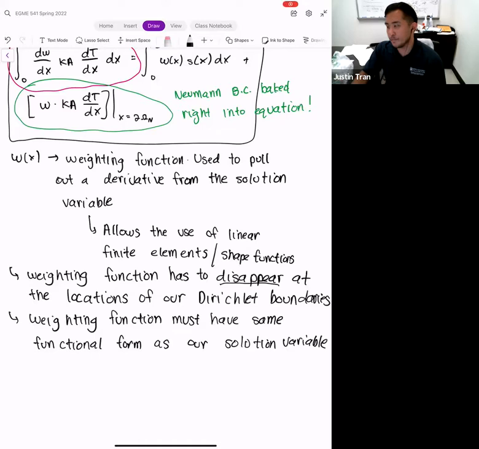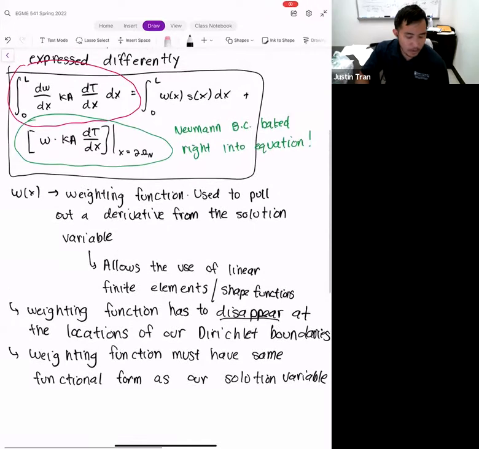You'll see very soon, and that'll be the next point that we cover, that in order to solve for approximate solutions, the first thing we have to do is assume a functional form for the solution. So we have to either assume that it's a linear function or a quadratic one. And in order for this to work, the weighting function has to take that exact same functional form. So keep that in mind as we're working through our solution.